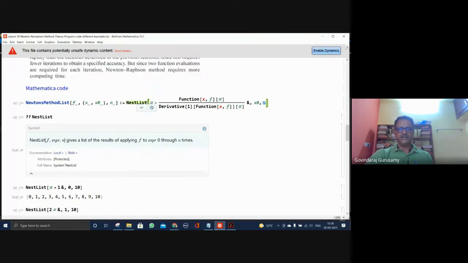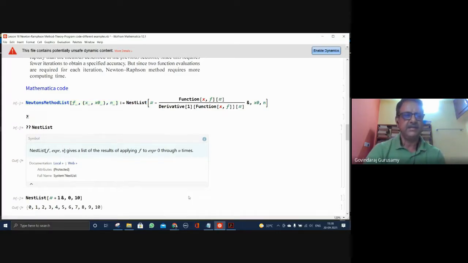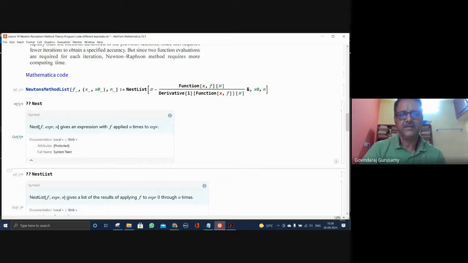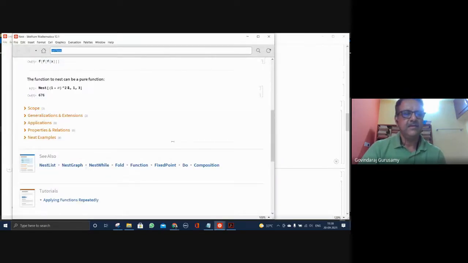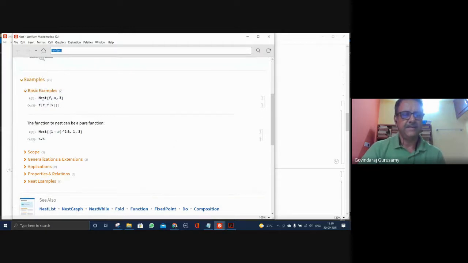But here it uses the so-called NestList. What is this NestList? There are 2 things available. One is Nest, N-E-S-T, and NestList. What is the meaning of Nest here? So you can see the Nest here. Nest f, comma x, comma 3. What does it mean?